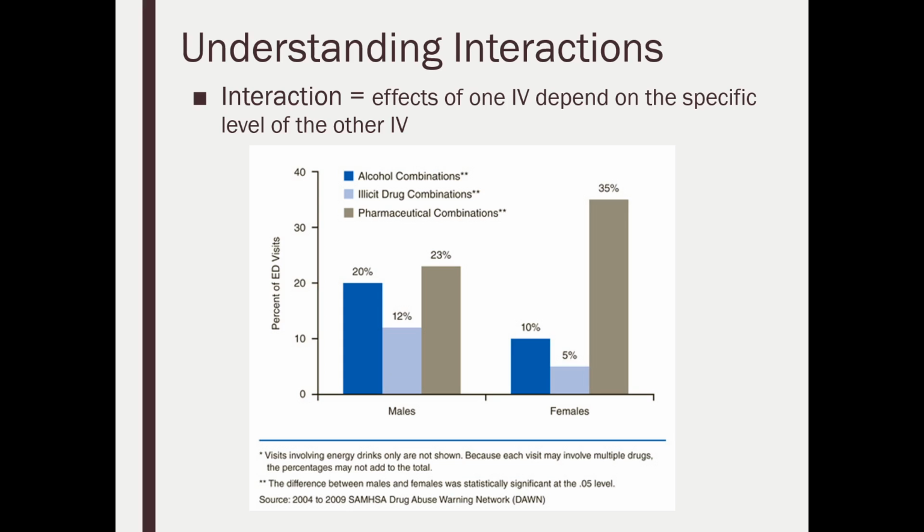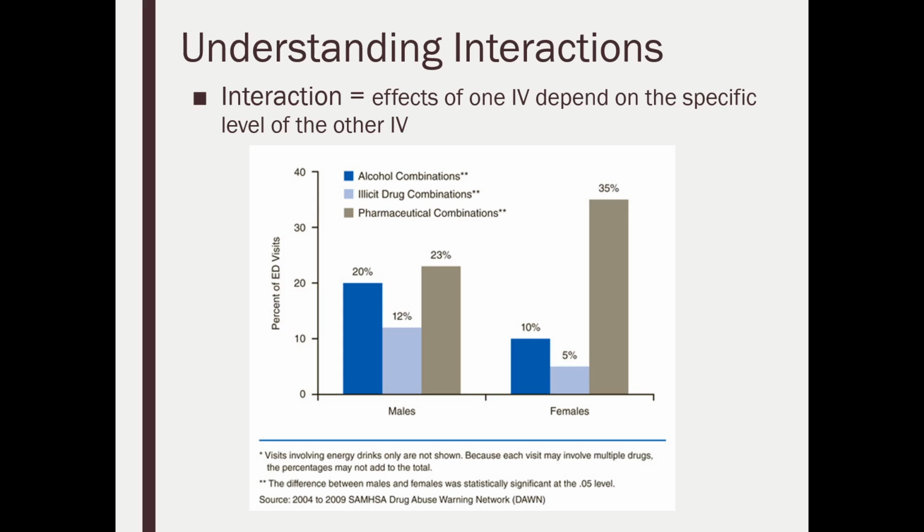Along the y-axis, you see that it says ED visits because that's emergency department, and apparently this is from the UK. So on our x-axis, we have our one independent variable, which is males and females. So the independent variable is sex, male or female. And then the other independent variable is combination. In all cases, they consumed energy drinks. And then in the blue bars, it's energy drinks plus alcohol. In the light blue bar, it's illicit drugs plus energy drink. And then the gray bars are pharmaceuticals plus energy drink.